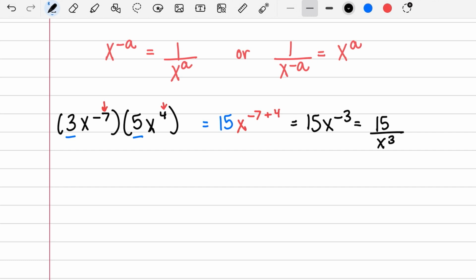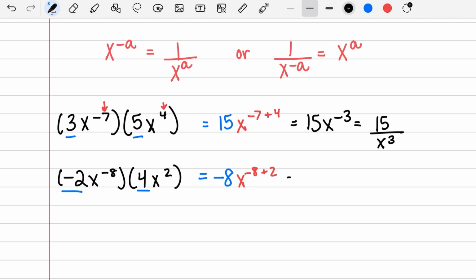Now, what happens if our coefficient is negative? Let's take a look. If I had -2x to the -8 times 4x squared, same idea, multiply your coefficients, that becomes a -8, x to the -8 plus 2 gives me -8x to the -6. Now, a negative coefficient doesn't matter. We don't do anything differently. We treat it the same way we've always treated negative numbers.